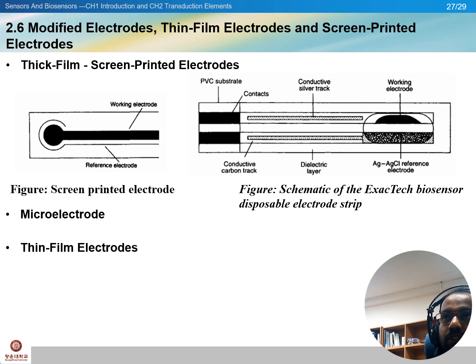Modified electrodes, thin film electrode and the screen printed electrode. The first figure is the screen printed electrode, whereas the second figure is the schematic of the biosensor disposable electrode strip.